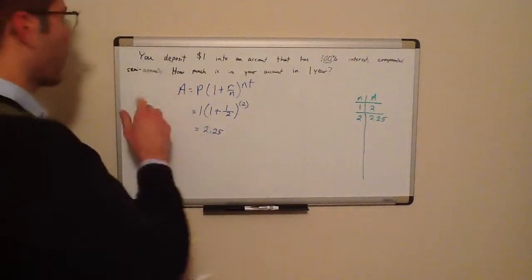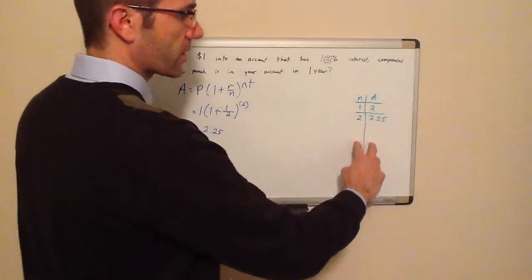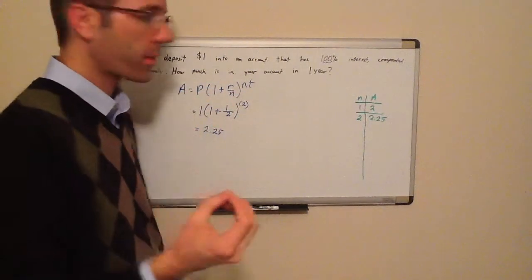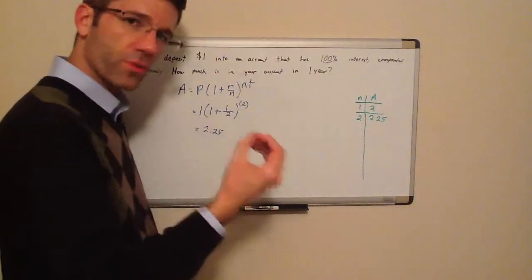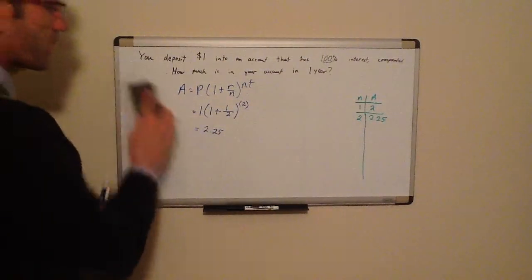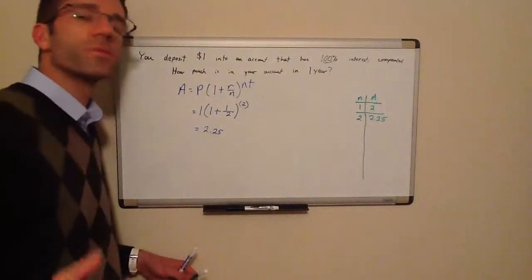Let's keep going. What we're going to do is keep changing this word, and as we change it, we're going to get to a value that it's going to kind of zero in on, for lack of a better word. It's going to approach a certain value, and that value it's going to approach is going to be e.